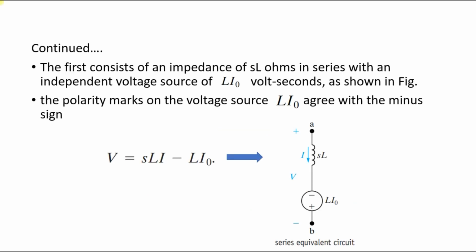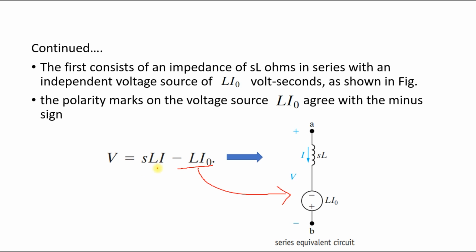Now this voltage equation is replaced by this. So here V equal to SLI minus L into I naught. Here I is my current in the frequency domain, and V is the voltage in the frequency domain. Here I naught is my initial current. So L into I naught is my source value, which I put here as a voltage source. In order to accommodate this negative value, I put the source polarity in this direction. You agree with that? And this SL into I is the drop across the inductor.